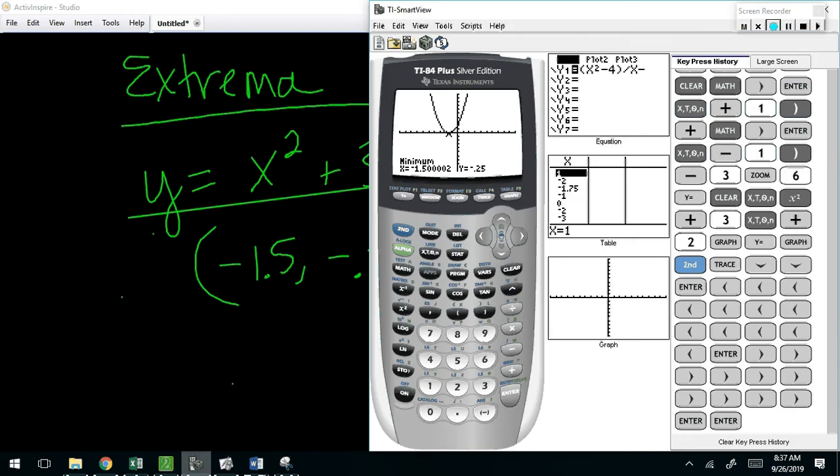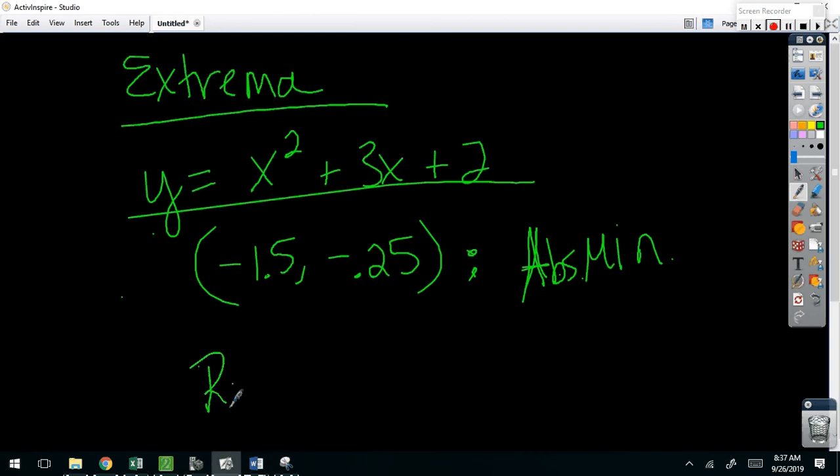Look at the graph again. What's the range? Look at the range, bottoms up. It's always bounded by absolute maxes or mins, which also impacts your range. So if it's bounded, it's got a restricted range. So y'all are absolutely right. The range here is negative 0.25 to infinity.